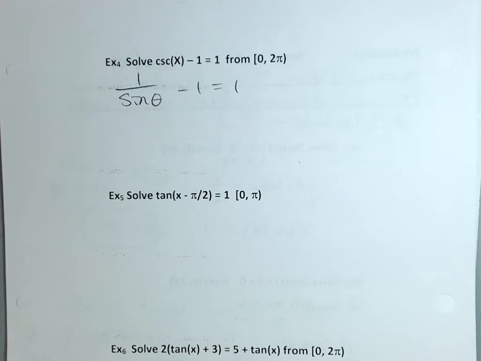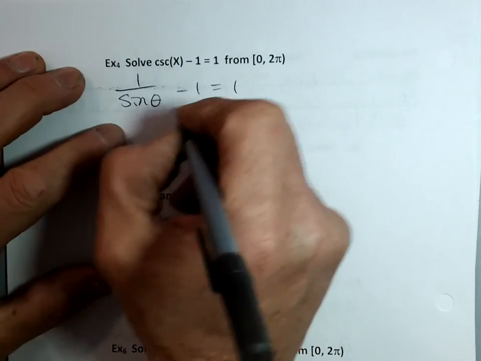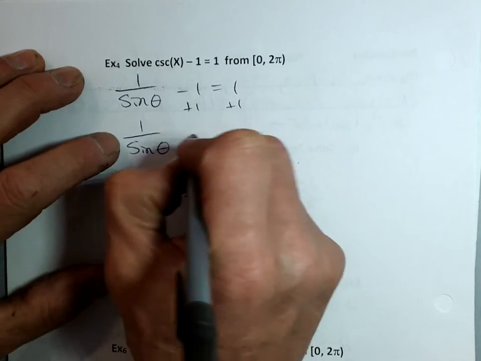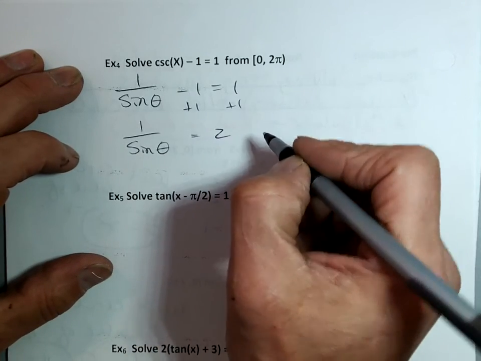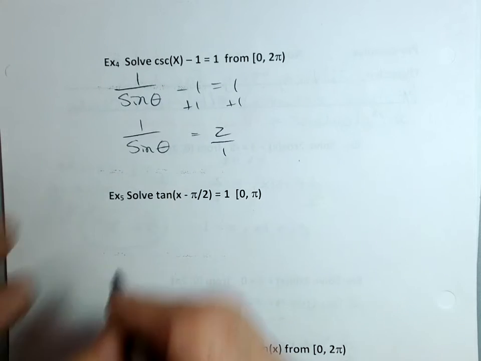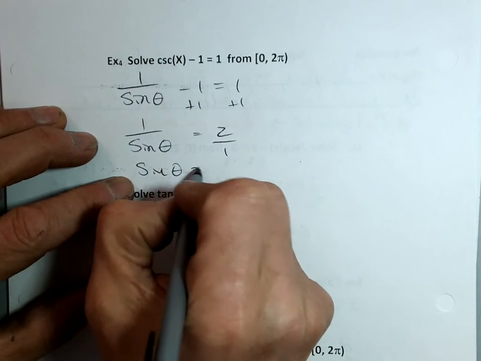I'm going to flip it because it's faster, okay? So plus 1, I've got a 1 over sine theta equals 2, right? I'm going to make it 2 over 1, because for me, a fraction equal to a fraction, I just have to do a little flippy, okay? So I have sine of theta equals 1 over 2.